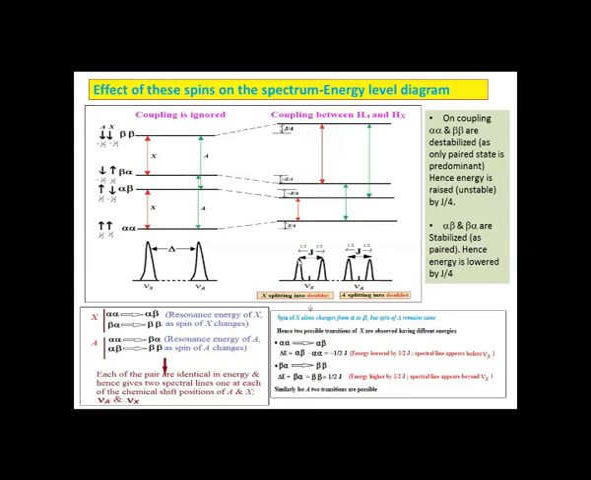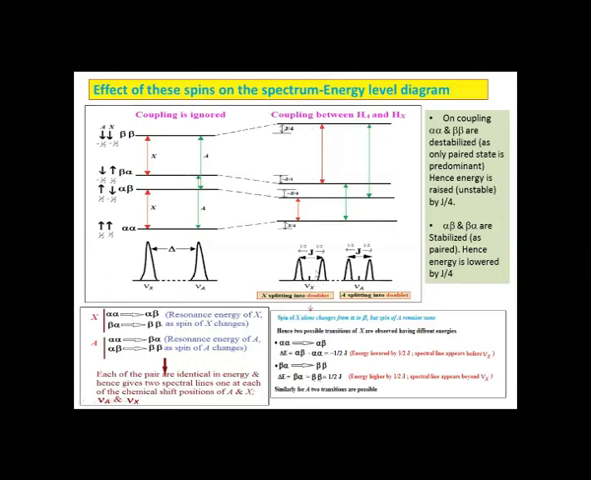Each pair is separated by a constant, the coupling constant J. And the midpoints of the doublets are separated by a chemical shift difference. This reminds us of the chemical shift difference. From this diagram, we know that nu X and nu A, the difference is the delta value, the chemical shift difference. The same is observed here, nu X, nu A. The difference is the chemical shift difference.